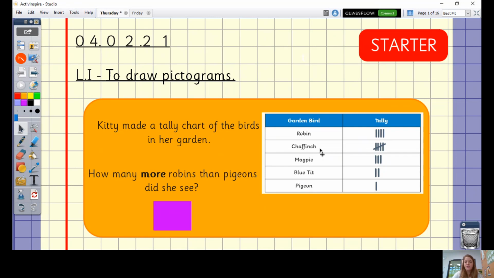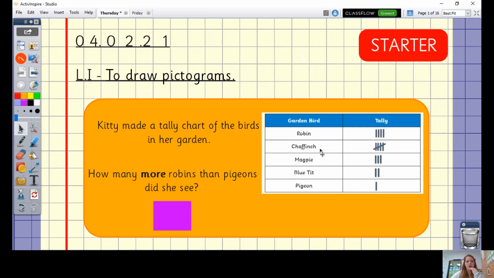Okay, so you need to look at the data for the robins, look at the data for the pigeons, and I want to know how many more robins than pigeons did she see? Okay, pause the video here and just have a little think. You may want to write a number sentence to help you to find the answer to this.